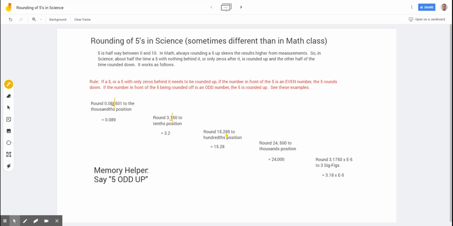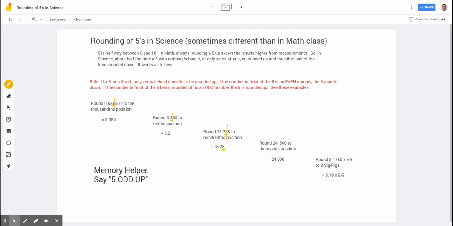Now let's look at the third example. Here we're going to round 15.285 to the hundredths position. Well, let's underline the hundredths position. That is the 8. And I'm going to draw a vertical line after the 8. Now I look at this 5. Now it's a 5 with nothing behind it. Therefore, it does qualify for the special rounding rule in science. So now we look to the number in front of the 5. If it's even, then we do not bump. So therefore, the 8 stays put because it's even.